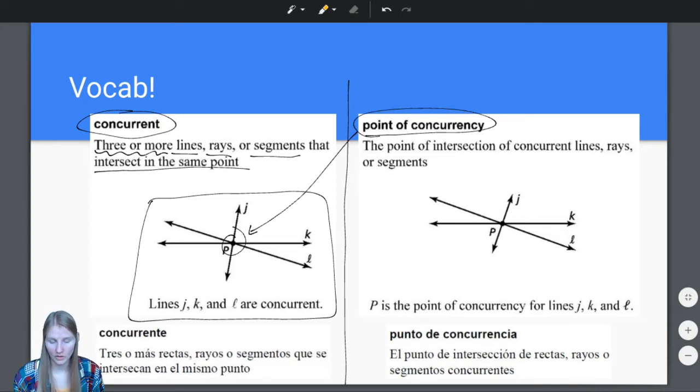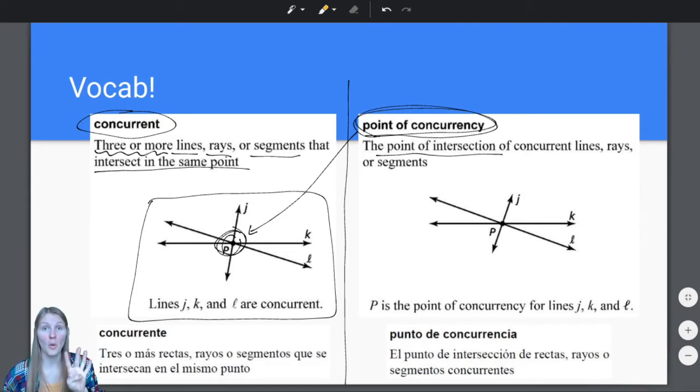The point of concurrency is the point of intersection. It's where concurrent lines, rays, and segments cross. So if lines are concurrent, the point where they cross is the point of concurrency. Now, this is important because we're going to talk about three points of concurrency.